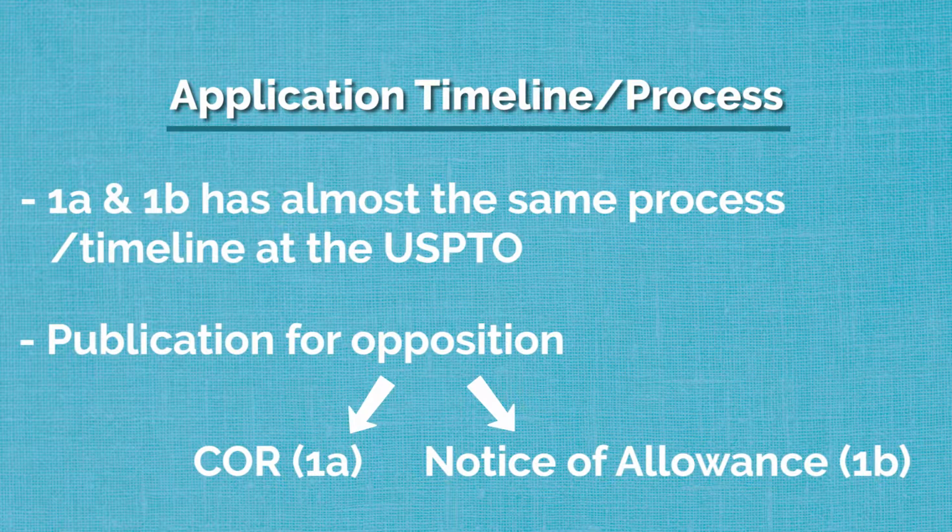But assuming that there's no office action issued, or if there is and you successfully overcome any of the rejections that they've raised, then they go ahead and publish it for opposition.